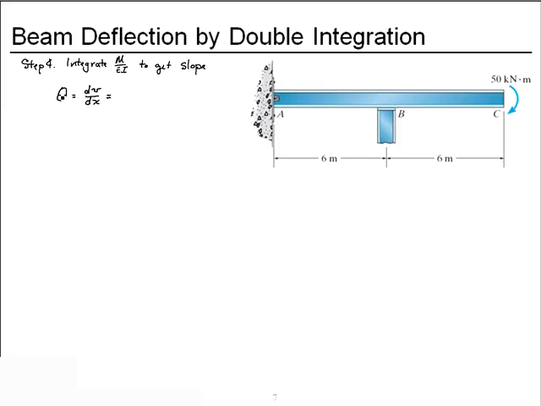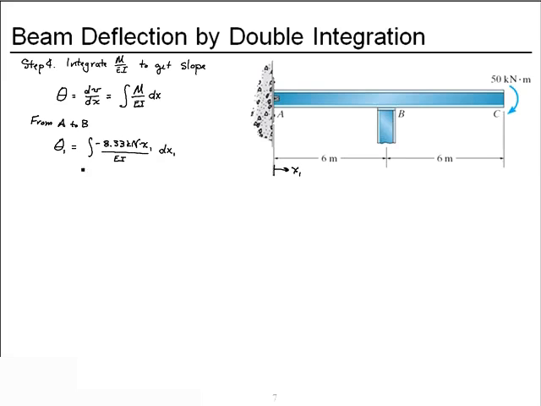So slope is also often referred to as theta, and that's the integral of M over EI dx. Specifically from A to B, which is our range for x1, our slope is going to be the integral of minus 8.33 kilonewton times x1 divided by the constant EI dx1.